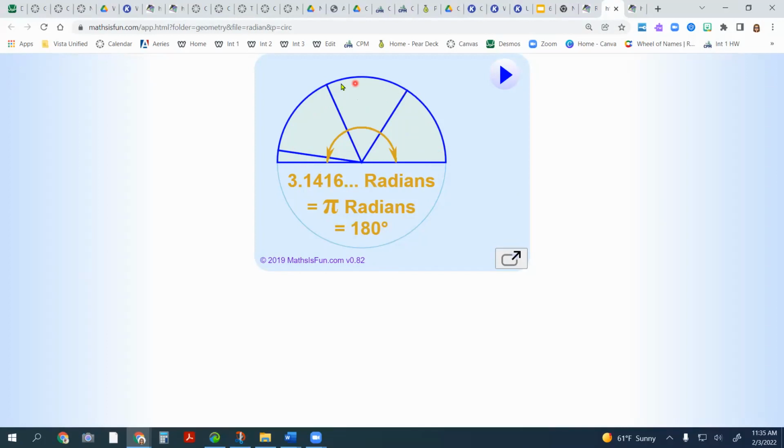So all the way around a whole entire circle is 360 degrees. All the way around a whole entire circle is also 2 pi radians. Halfway around is 180 degrees. And 180 degrees is really 3 of your radians plus this portion, which is about 0.14 of it, which you see is pi, okay?